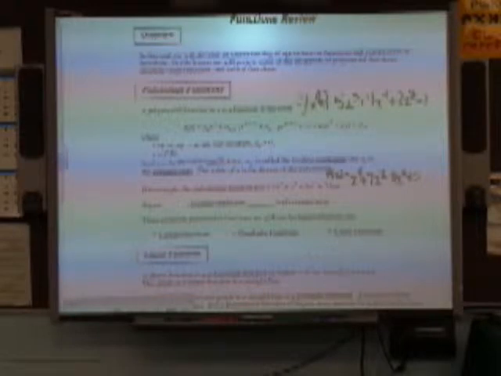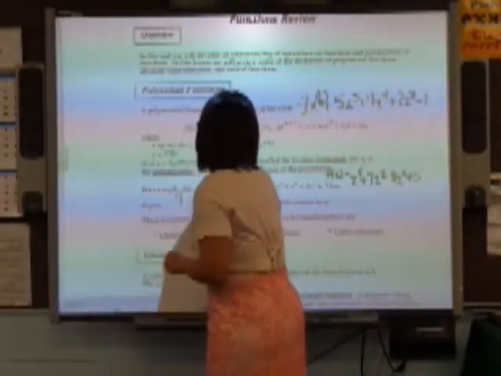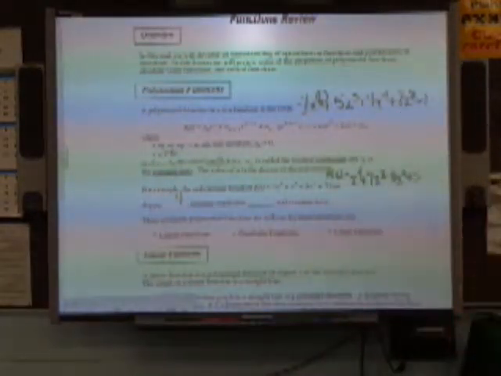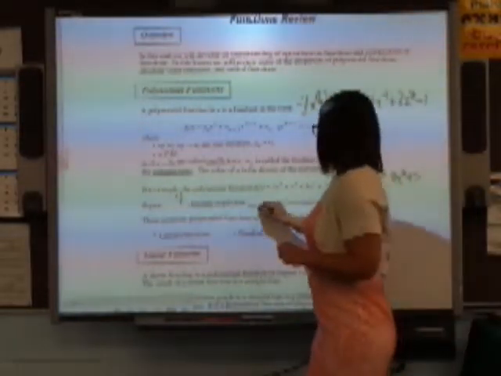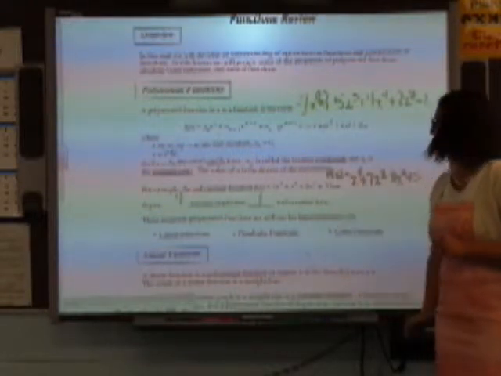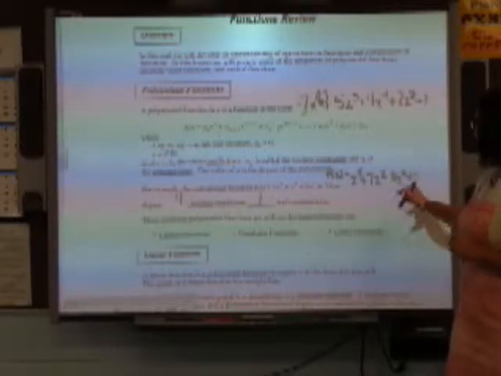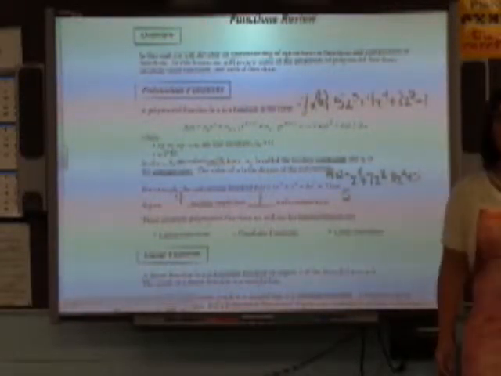So what's the degree of this function? 4, because that's the highest exponent. What is the leading coefficient? 1. So if there's no number in front of the variable, the coefficient's going to be 1. And what's my constant term? 5. Yeah. Sorry, I thought it was a -5.